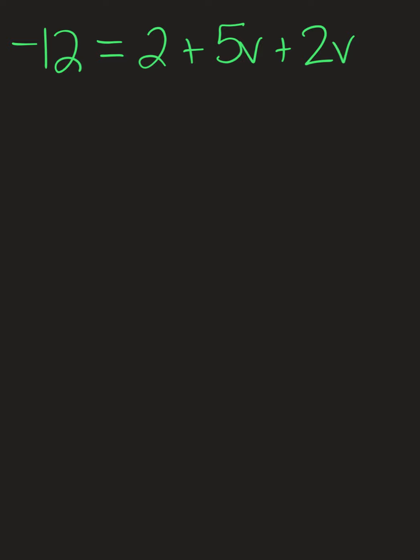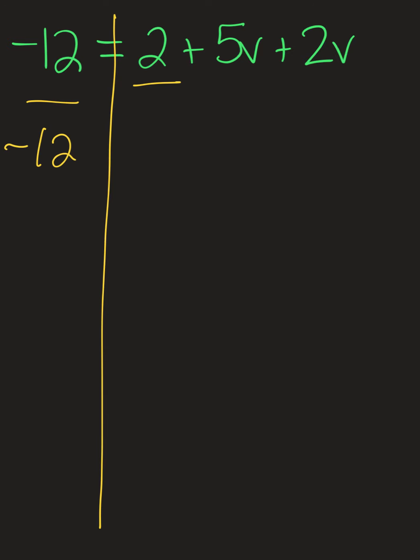Another example, I'm going to draw my wall. Negative 12 is equal to 2 plus 5v plus 2v. Now I have a 2 here, and I have a negative 12 over here, but since they are on opposite sides, I cannot combine them. They have to be on the same side of the equals. I'm just going to drop down the negative 12, and I'm going to drop down the positive 2. And then I have 5v and 2v that together make 7v, and that is positive.